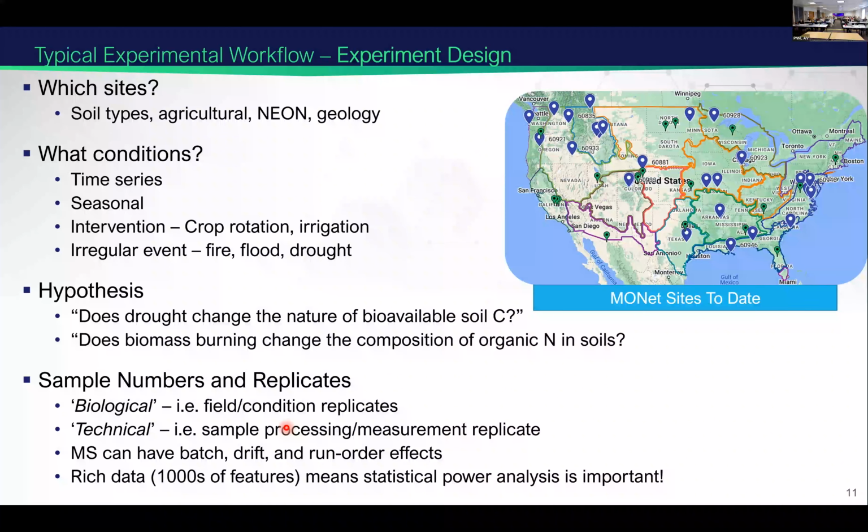So you've got to figure out what your compromise is in terms of how many biological or field samples you need, and how many measurement or technical replicates you need. Recognizing, for those who aren't familiar with mass spectrometry, that there are challenges with reproducibility or batch effects. And so we need to make sure that we have the right number of controls, the right number of measurements, when we want to aggregate data across experiments.